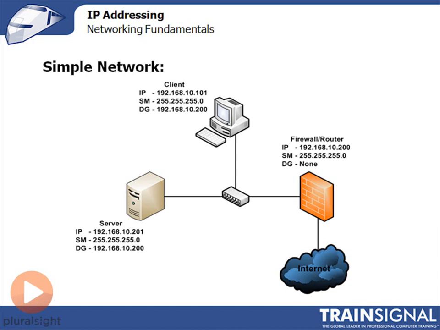We have a server, which has an IP address of 192.168.10.201. And because the subnet mask is 255.255.255.0, that tells us that it's on the 192.168.10 network, and its unique host ID on that network is 201.